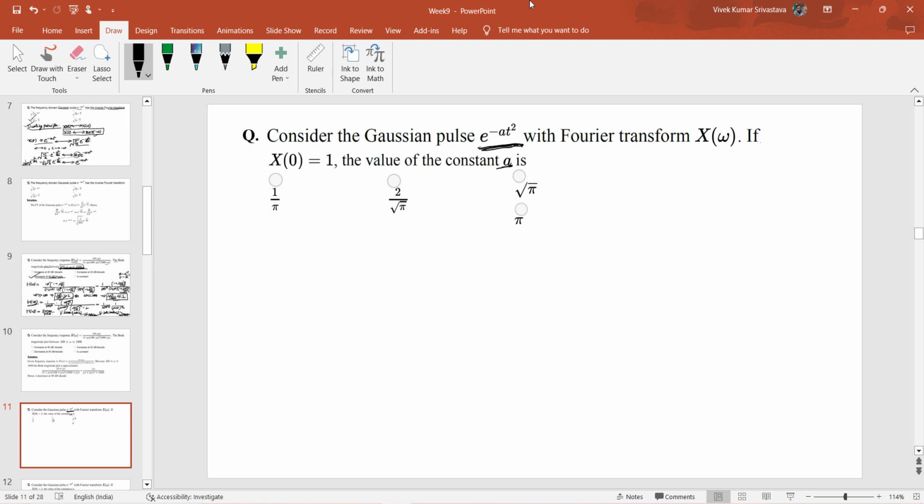That we have already seen from our previous problem: corresponding to this Gaussian pulse, the Fourier transform is defined as root over pi by a into e raised to the power minus omega square by 4a.